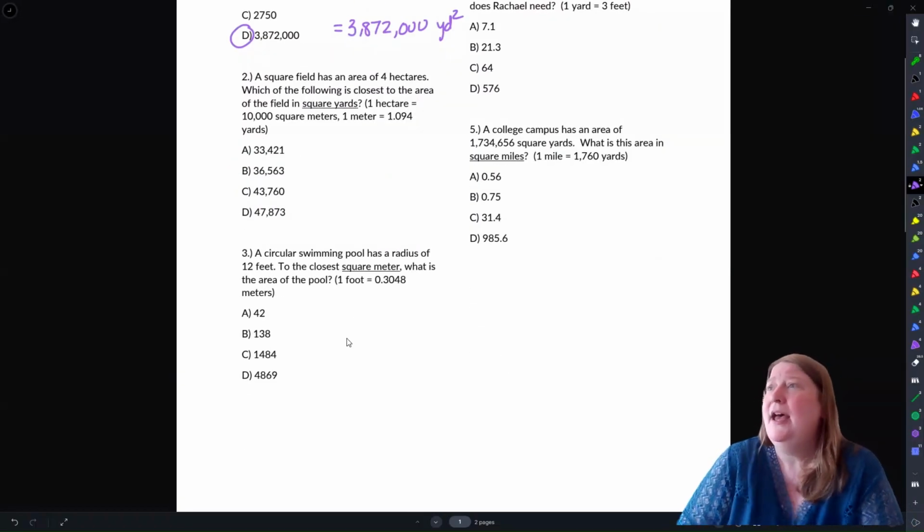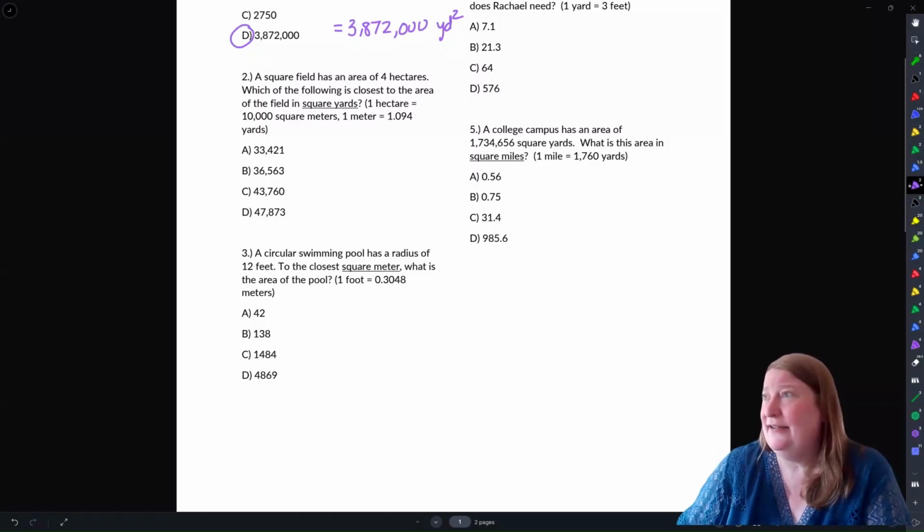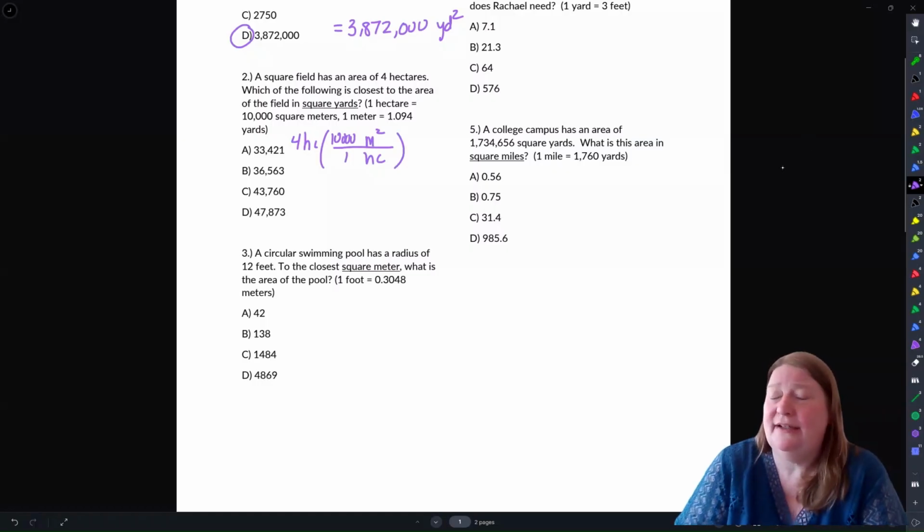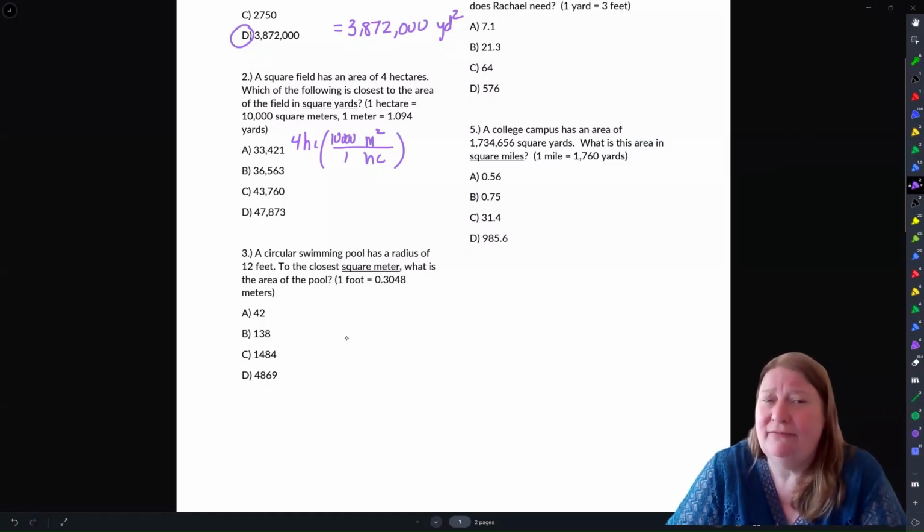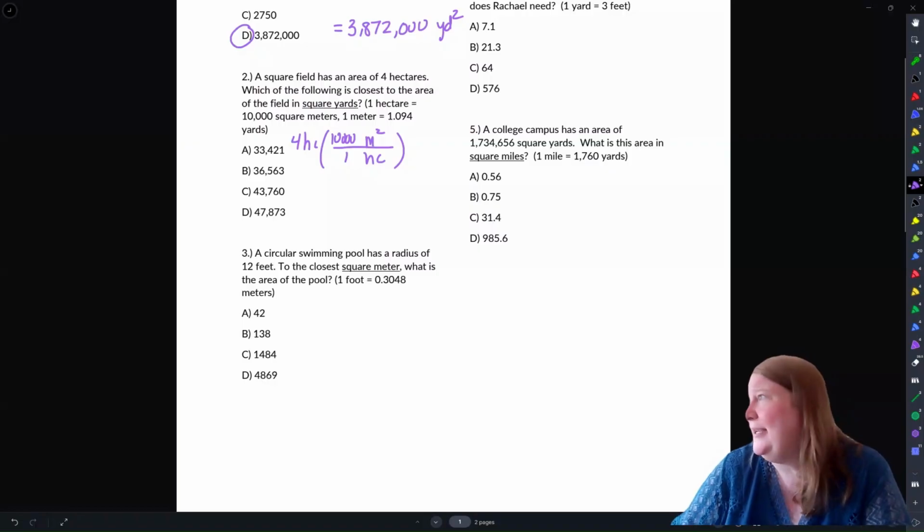Let's look at number two. We have 4 hectares. And hectares are squared all by themselves. It looks like 1 hectare, which is what we want to get rid of, is equal to square meters. So I don't have to square this conversion factor because hectares is already a square unit. And I can see that because it says right here it is equal not to meters, but to square meters.